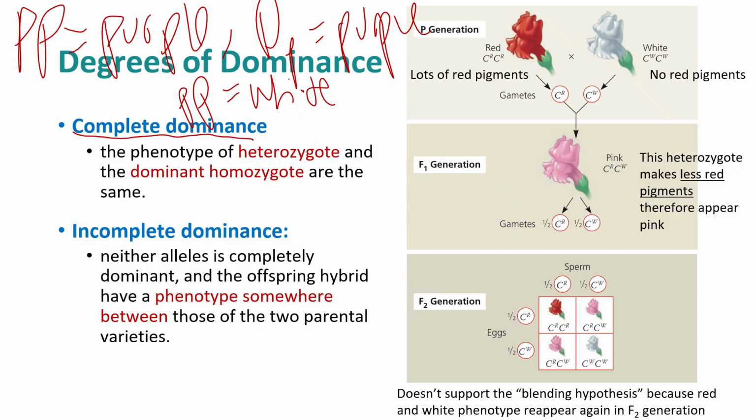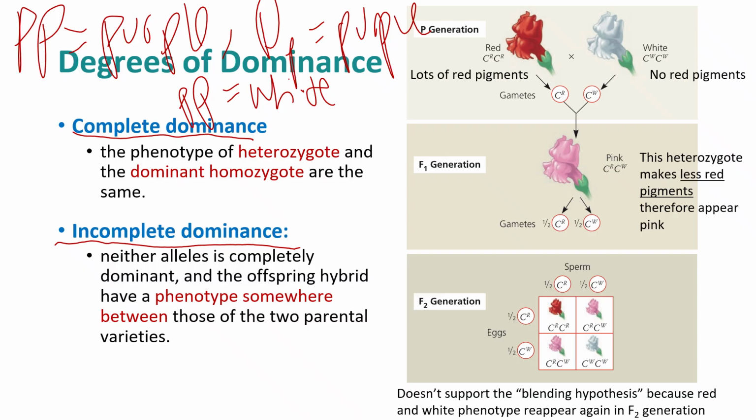But the second degree of dominance that we're going to talk about is what we call incomplete dominance. With incomplete dominance, neither allele is completely dominant over the other, and the heterozygous offspring have a phenotype that's somewhere in between the parents. So let's take a look at the example on the right.